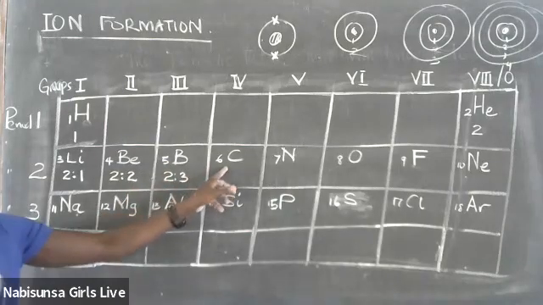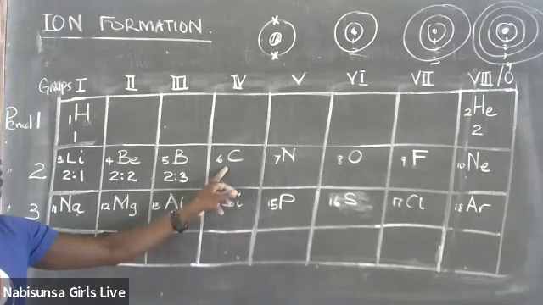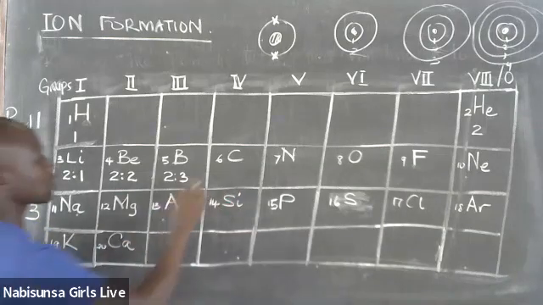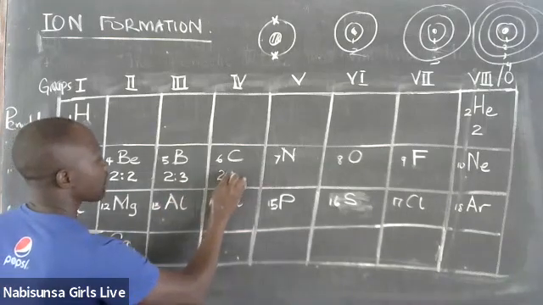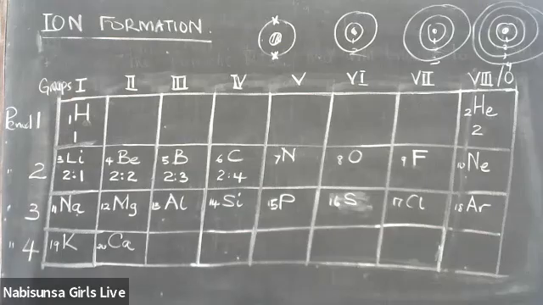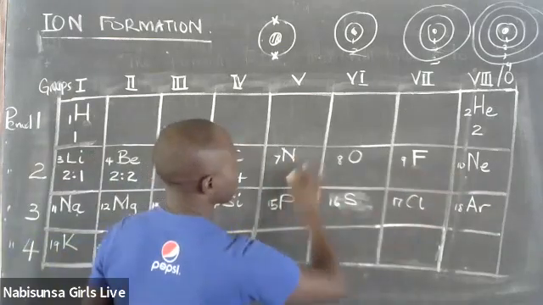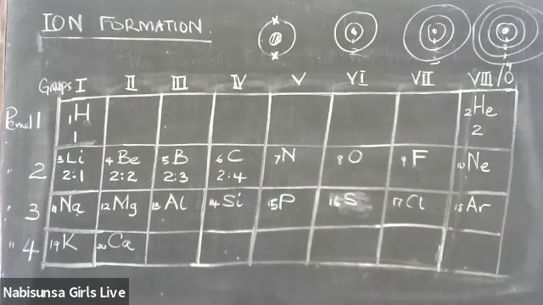The next element, carbon, with atomic number 6, has 6 electrons. So the electron configuration is 2, 4. Very good. Therefore, can you fill the remaining ones? Nitrogen, oxygen, and neon. Fill them quickly. 1 minute.